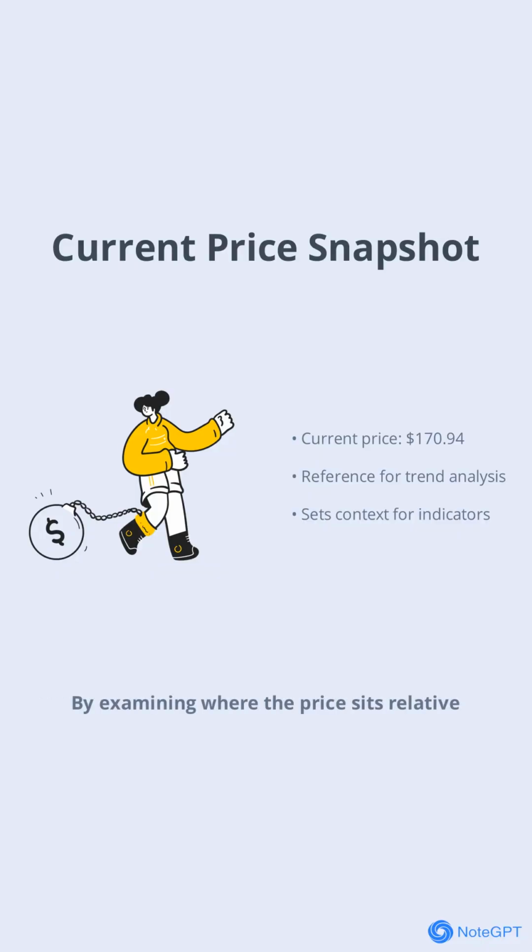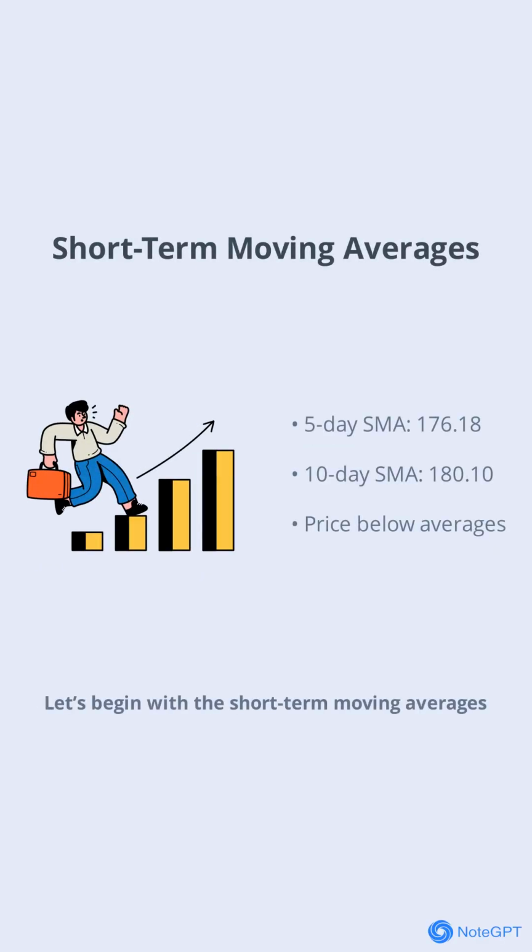By examining where the price sits relative to its moving averages and historical ranges, we can begin to understand the prevailing sentiment in the market. This price point also serves as a reference for evaluating support and resistance levels, which we'll discuss in detail later. Let's keep this number in mind as we move through the technical indicators and see how it fits into the broader trend. Let's begin with the short-term moving averages, such as the 5-day and 10-day SMAs and EMAs.